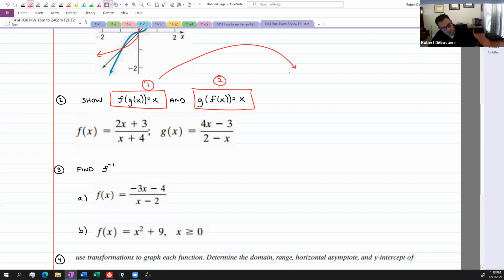Sorry. So the first one, I'm going to try and show that f of g of x is x. So first I write down f of g of x. Now that means I'm going to take f, and inside of it, I'm going to plug in g, which is 4x minus 3 over 2 minus x. And now I'm going to take that whole expression, and I'm going to replace it into the f function wherever I see this x.